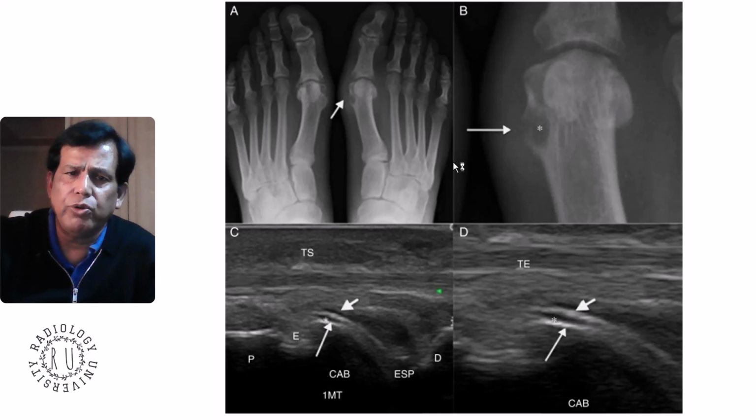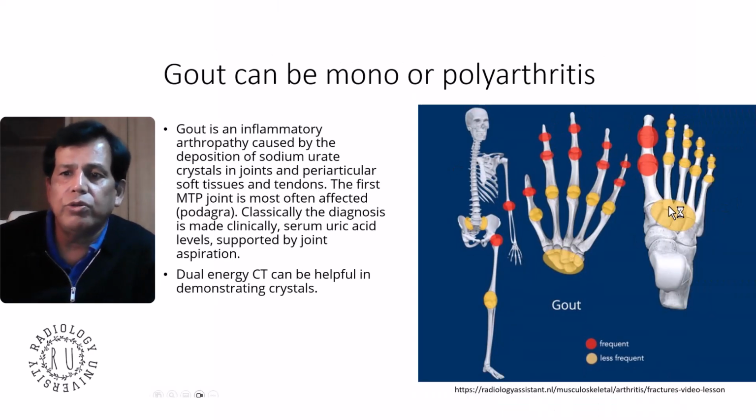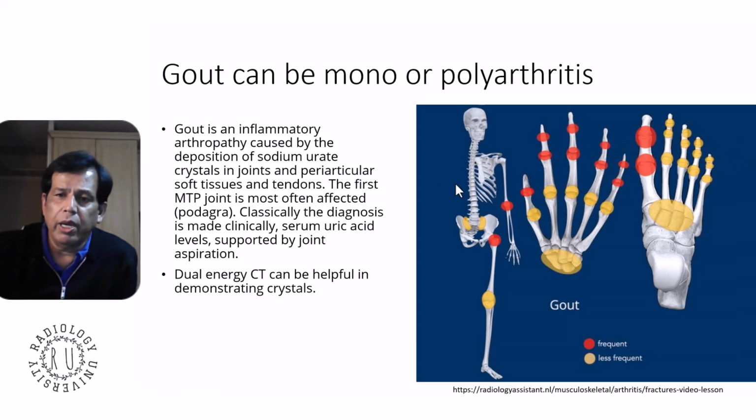So the main approach is how to approach that. As we said, gout could be mono or poly, and you can see the distribution of it. The red ones show the common one, as I said, the toe. Mainly the clinical diagnosis, where you check the serum uric acid level. That's the main thing to check, whether it's raised or not, and it is supported by joint aspiration. If there is a clinical dilemma in these cases, then you can do aspiration.